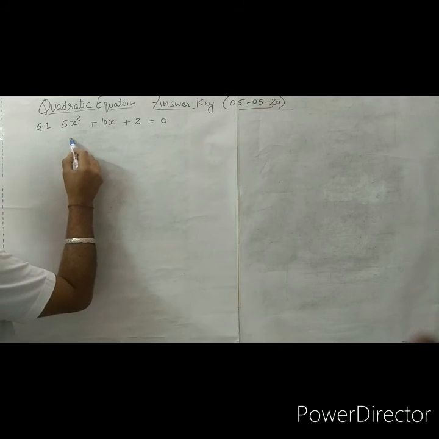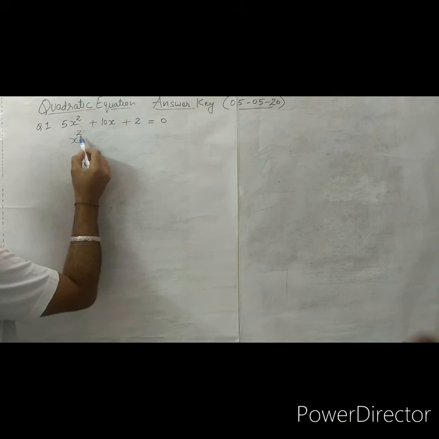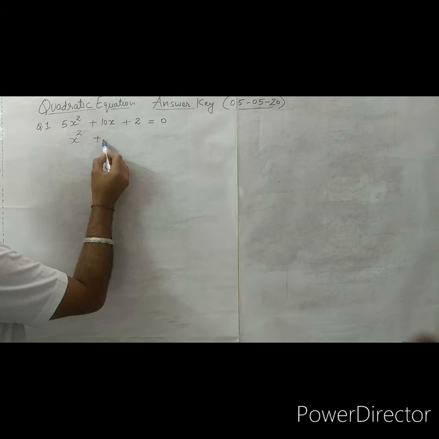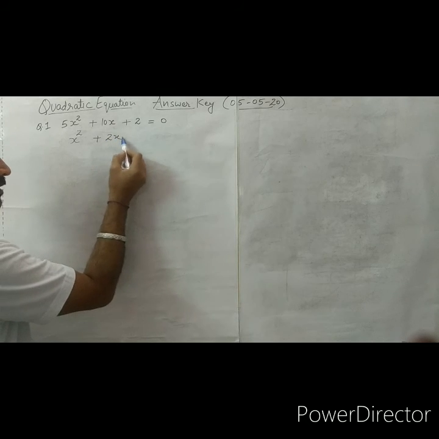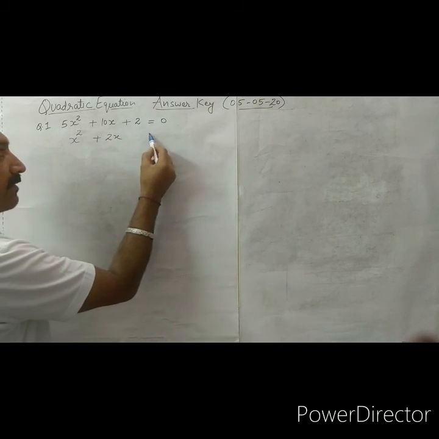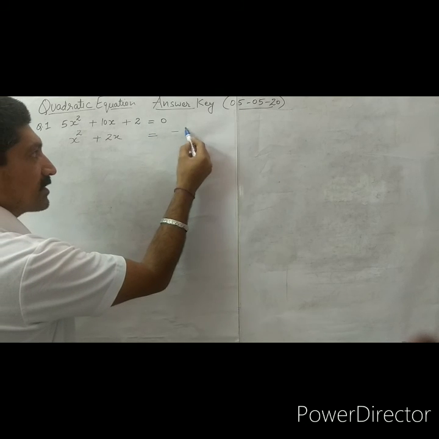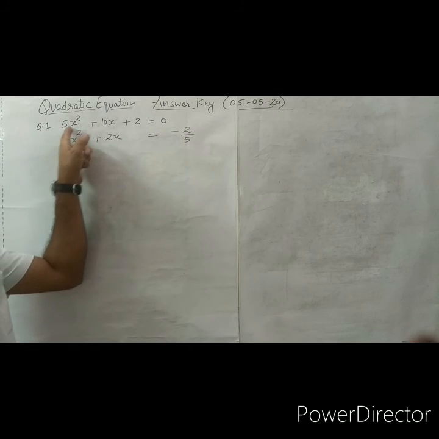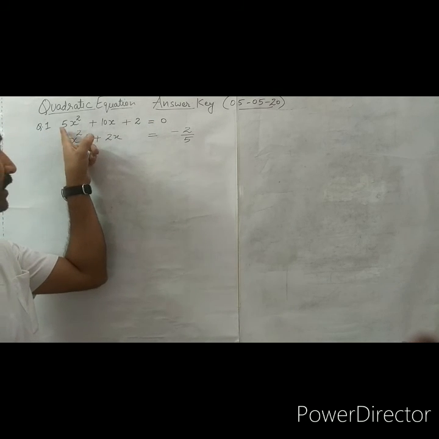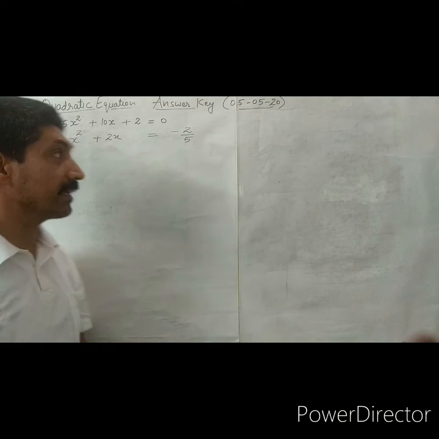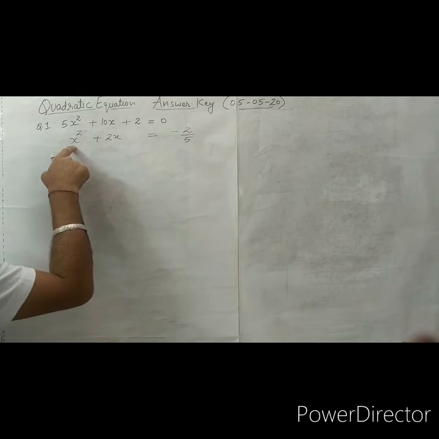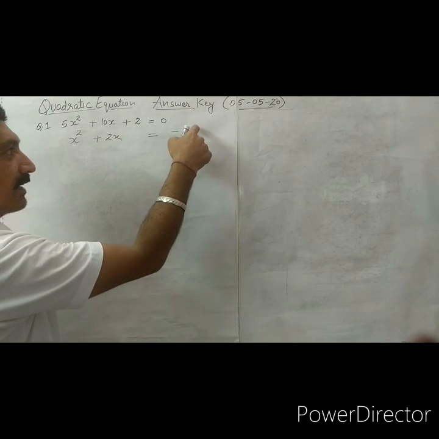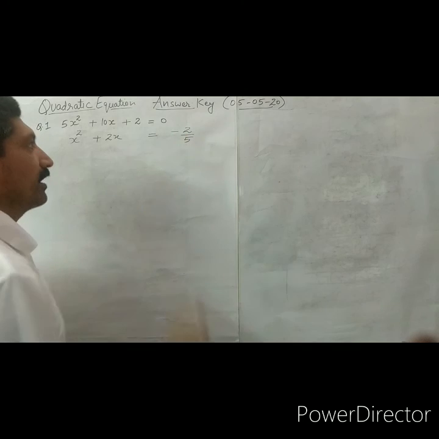So here we have x square plus 10 upon 5, which is 2x, and here it is 2 upon 5. On the right hand side it will become minus 2. What we have done for equation number 1 is divide the whole equation by 5. So this becomes x square plus 2x is equal to minus 2 by 5.